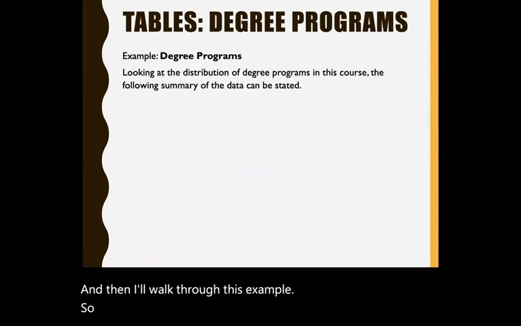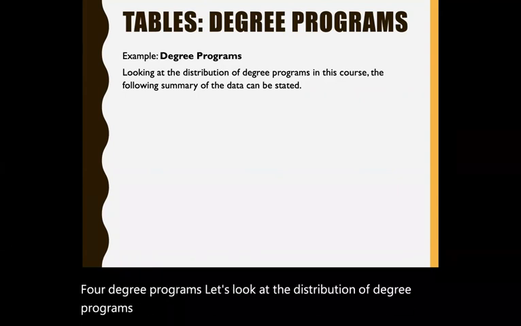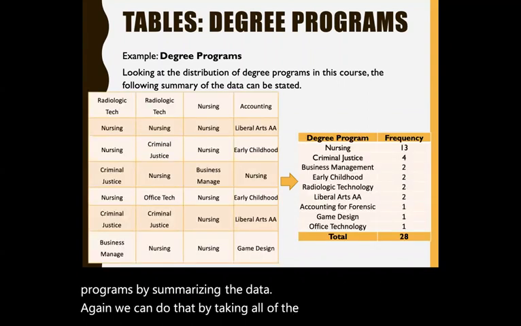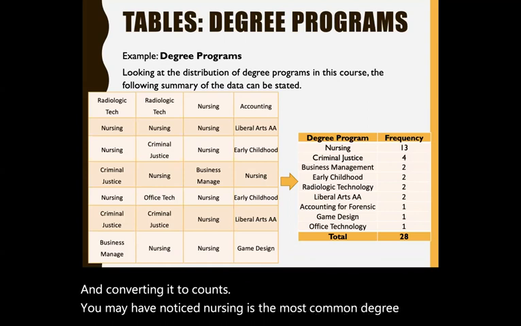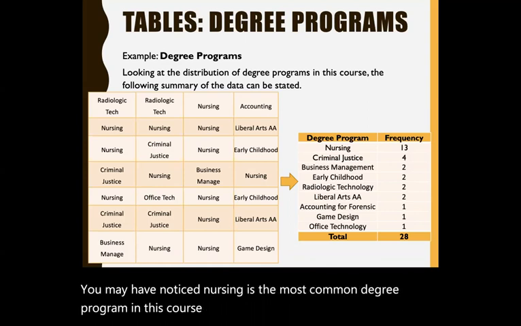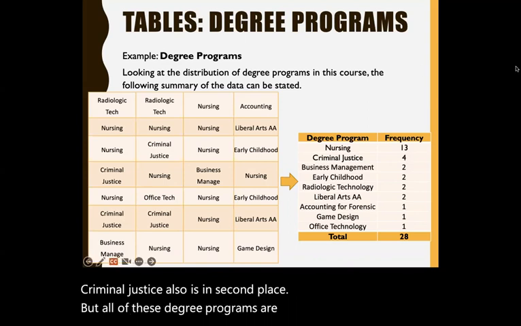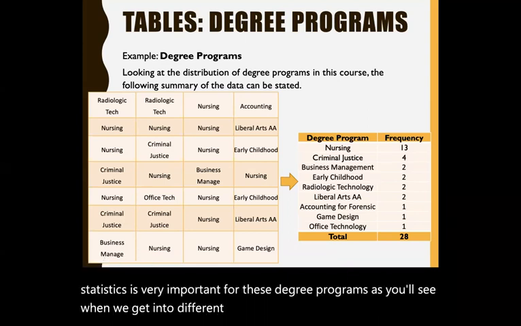So here we go. For degree programs, let's look at the distribution of degree programs by summarizing the data. Again, we can do that by taking all of the data and converting it to counts. You may have noticed nursing is the most common degree program in this course. So welcome, nursing students. Criminal justice also is in second place, but all of these degree programs are very important. And also, statistics is very important for these degree programs, as you'll see when we get into different data sets that match your focus.